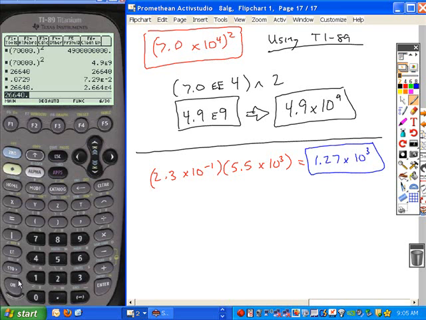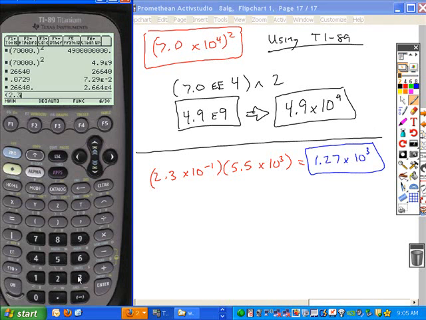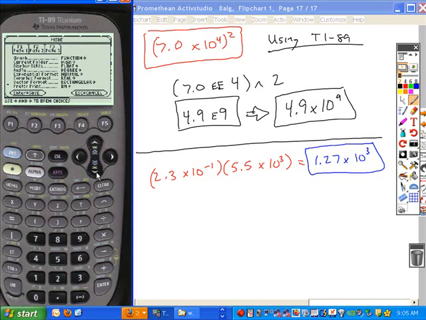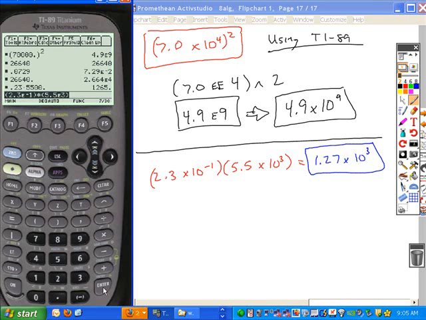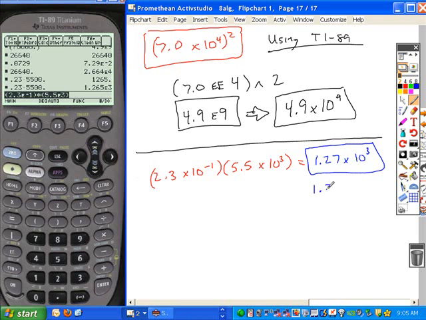Okay, let's double check this. So here if we enter, we get 2.3 times 10 to the negative 1, all times the quantity 5.5 times 10 to the third. Enter. 1265. Okay, so in scientific notation, if I had my mode set to scientific notation mode, and I hit enter, 1.265 times 10 to the third. Now, did anybody else get 1.27?